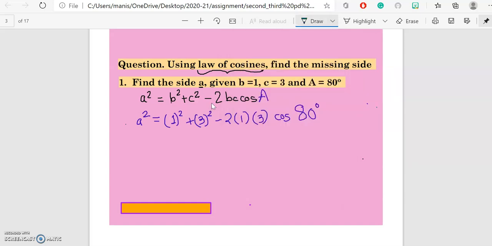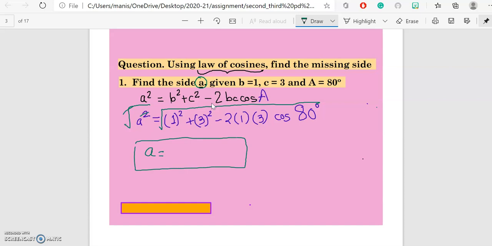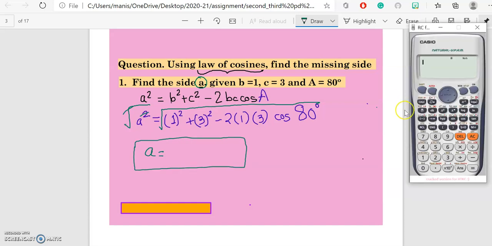After this, since the question says find the value of only side a, I have to get rid of this square. How can I get rid of a square? I have to take the square root on both sides. So I will take the square root, or radical, on both sides. So I'm left with a is equal to, and I will type all this in the calculator to show you how we are able to find the answer.